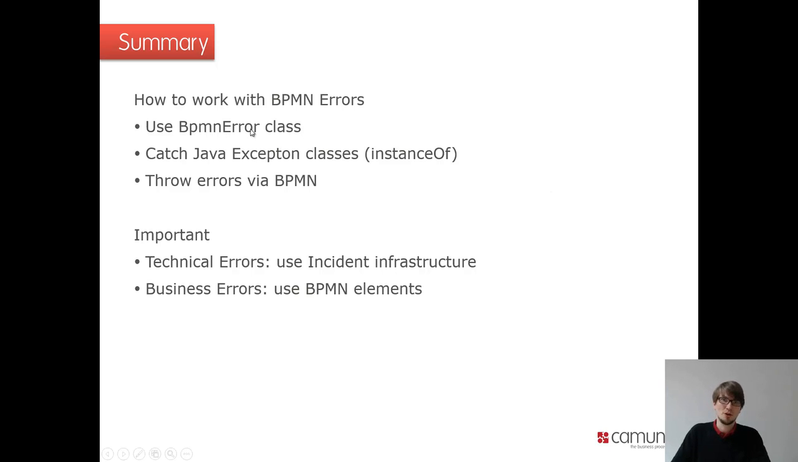So you can use the BPMN error class. If you do that, please make sure the error code is really caught with an event. You can catch Java exception classes in the BPMN file, and you can throw the errors via the BPMN error events. Okay. And the most important thing is that you now know two different concepts of error handling. One, to care about technical errors, that's the incidents and the retry infrastructure. So you don't model it at all in the BPMN process. You might have an asynchronous flag. Okay. And you know the BPMN error events for business errors. So use the appropriate tool for the right job.